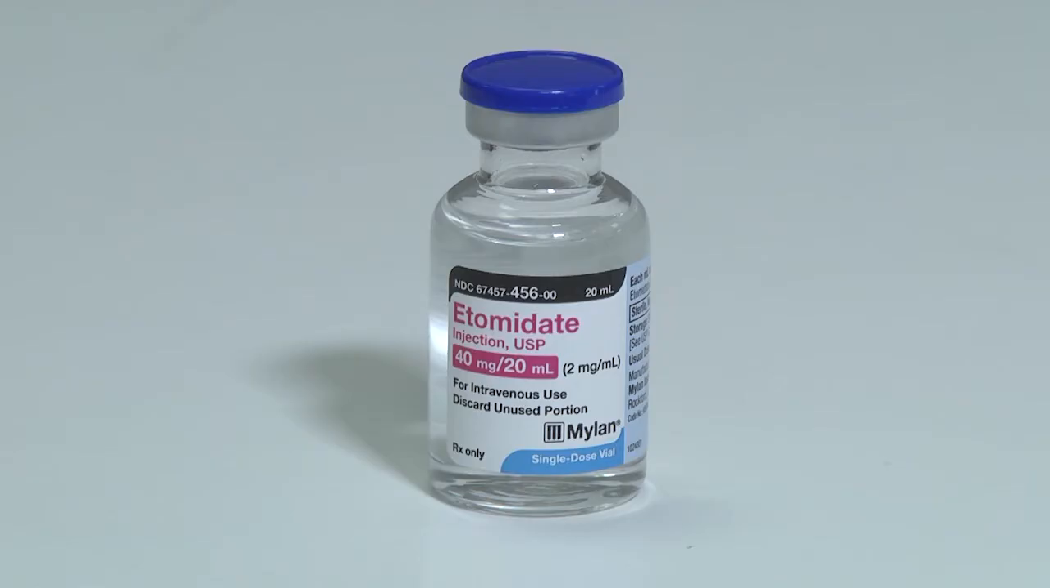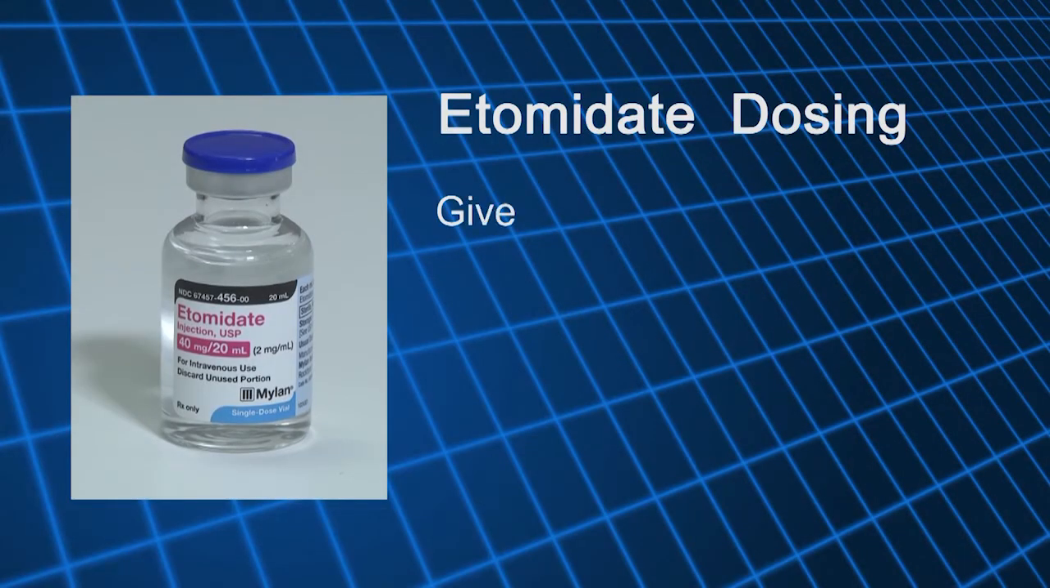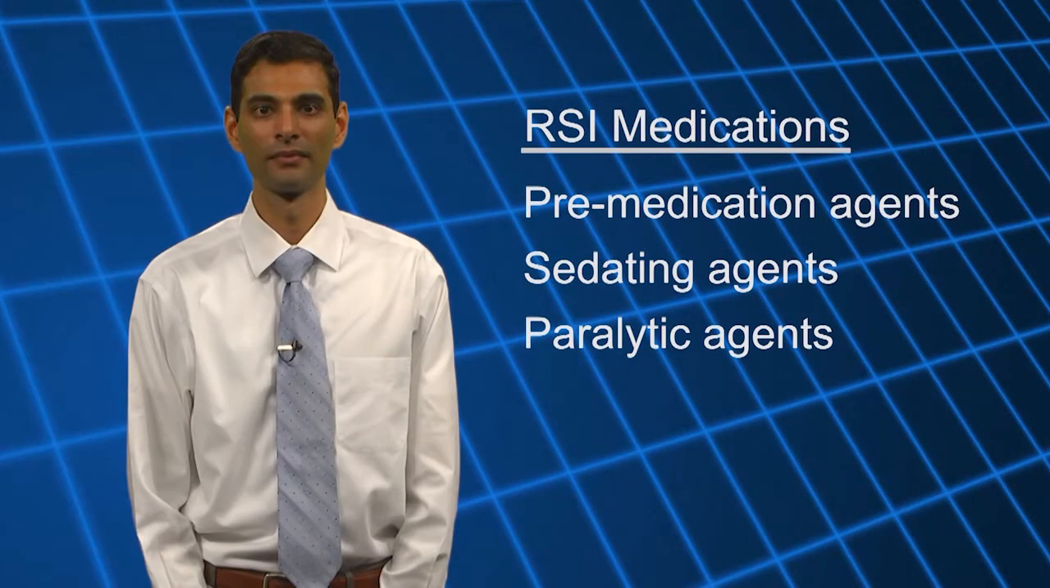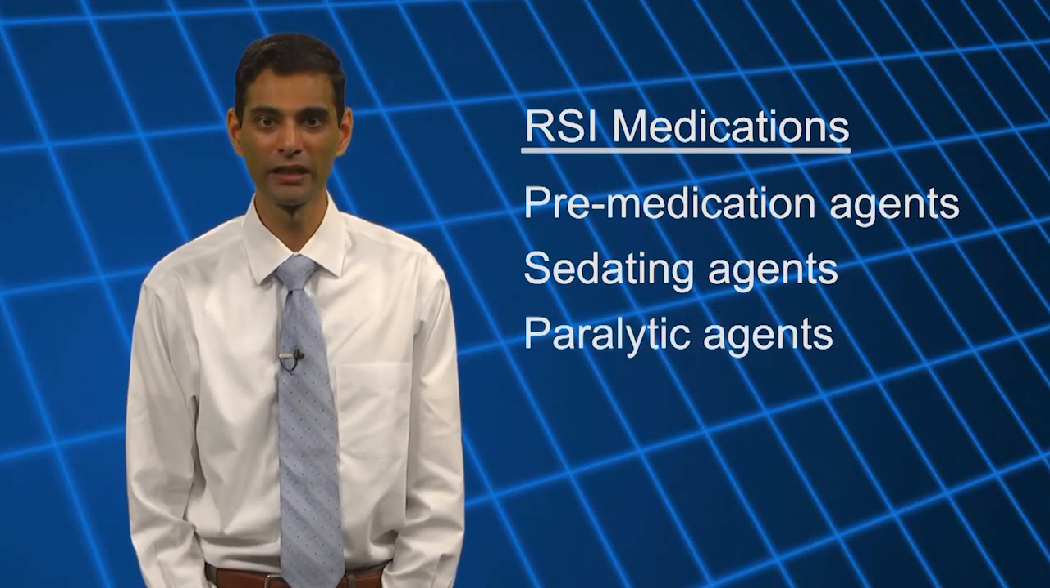Etomidate can provide sedation, but it does not have analgesic properties. It has minimal depression of the lungs and the heart. Patients with a history of focal seizures should not receive etomidate. Etomidate may require pretreatment medications with a benzodiazepine or fentanyl to decrease involuntary muscle movements. Etomidate should be administered IV, undiluted, over 30 to 60 seconds. Duration is short-lasting, only 4 to 10 minutes. Finally, let's discuss paralytic agents.